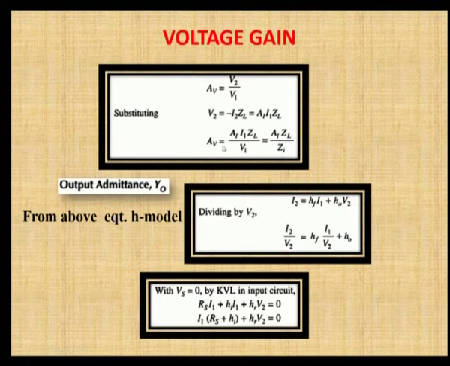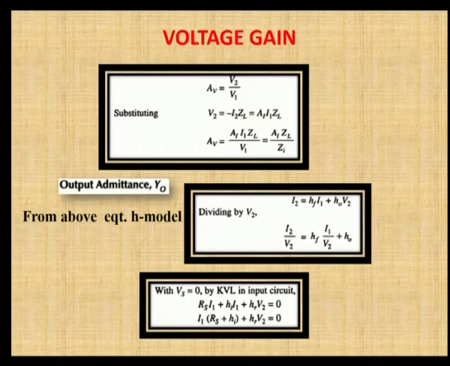So, this is the voltage gain without the source. Here the voltage gain is calculated with Vs equal to 0. We are assuming that the source voltage is 0 here. Only the input voltage of the port and the output voltage of the port are the consideration here.